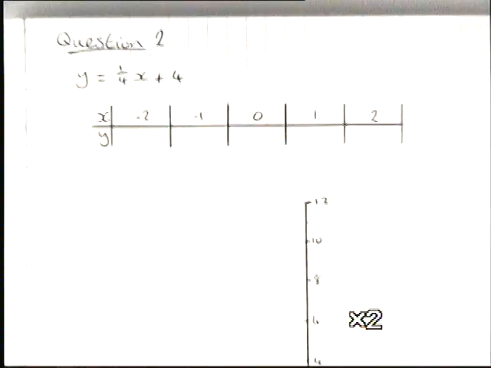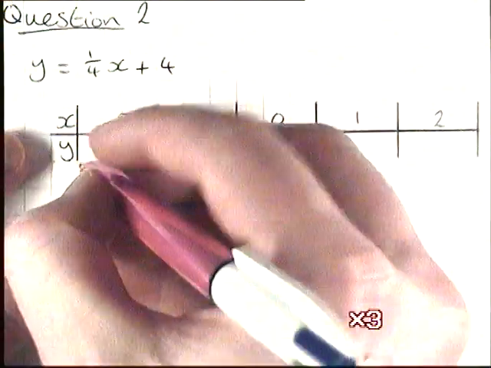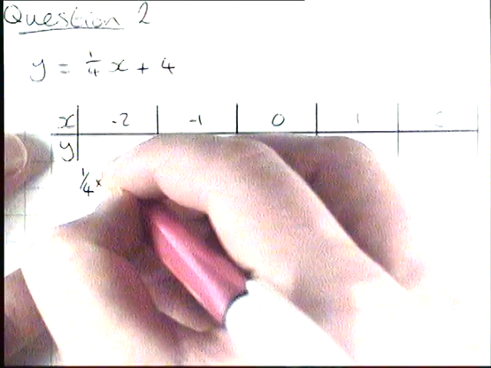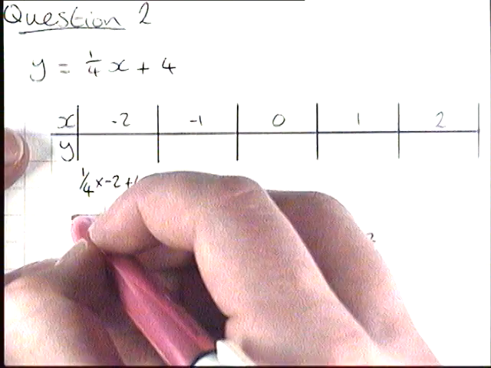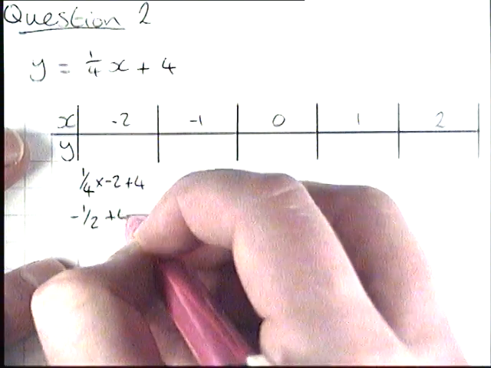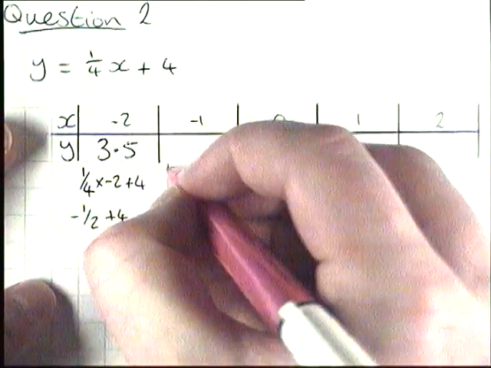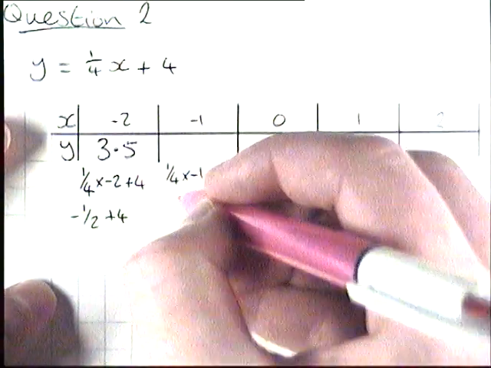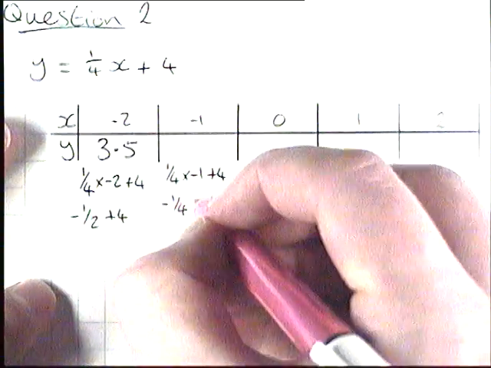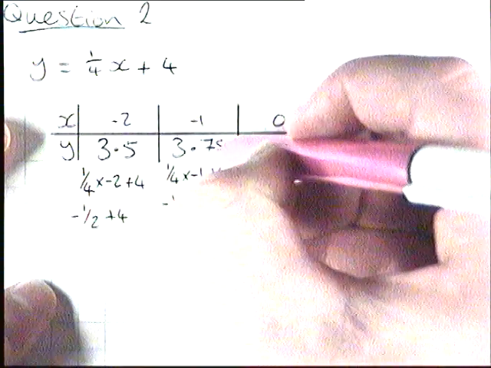Question 2. So this time we've got y equals a quarter x plus 4. So we've got a quarter times minus 2 plus 4. So a quarter times minus 2 is minus a half. Plus 4 gives us 3.5. Then we've got a quarter times minus 1 plus 4. So a quarter times minus 1 is minus a quarter. Plus 4 leaves us with 3.75.